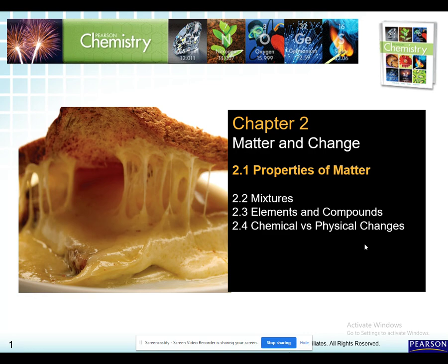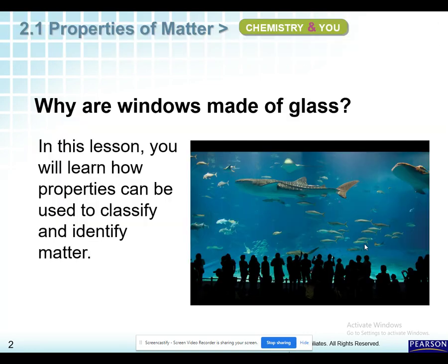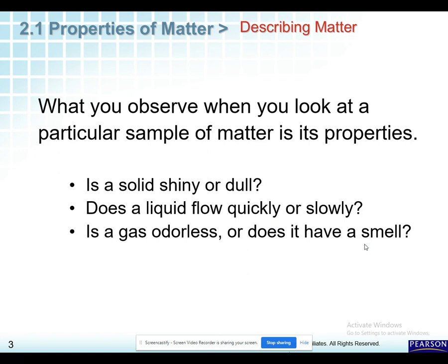So we're going to start with Chapter 2, Properties of Matter. So why are windows made of glass? That's a good question to ask, because why do we choose certain materials to make certain things? In this lesson, you're actually going to learn how properties, and we're going to define that, can be used to identify and classify matter. So why do we use certain things, for example, to build houses? Why do we use certain things inside computers to make technology work? We use certain things based on their properties.